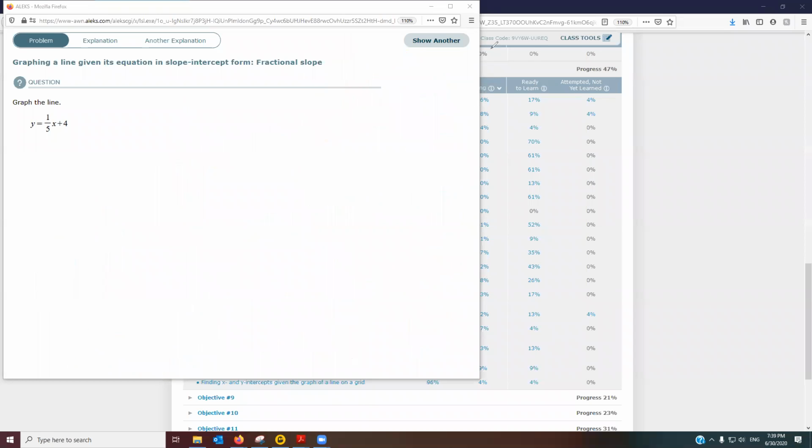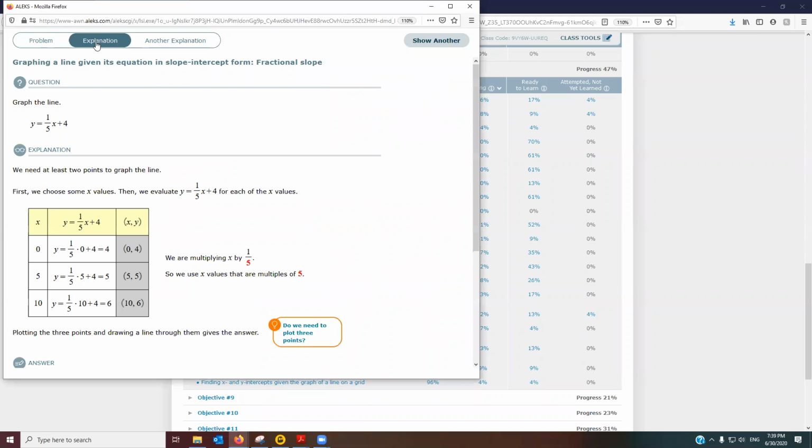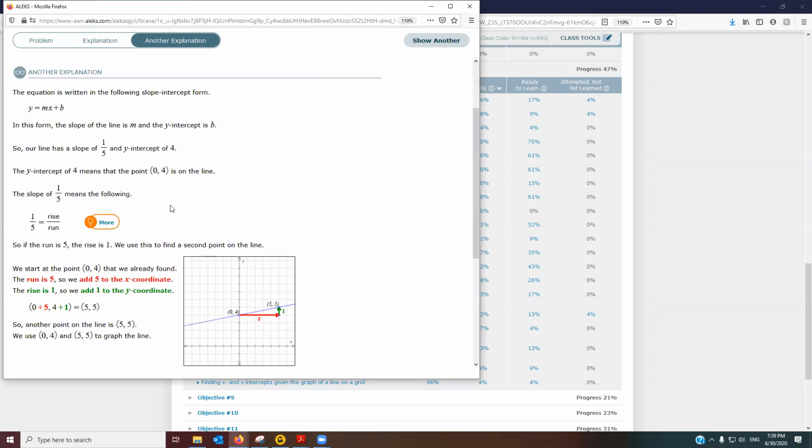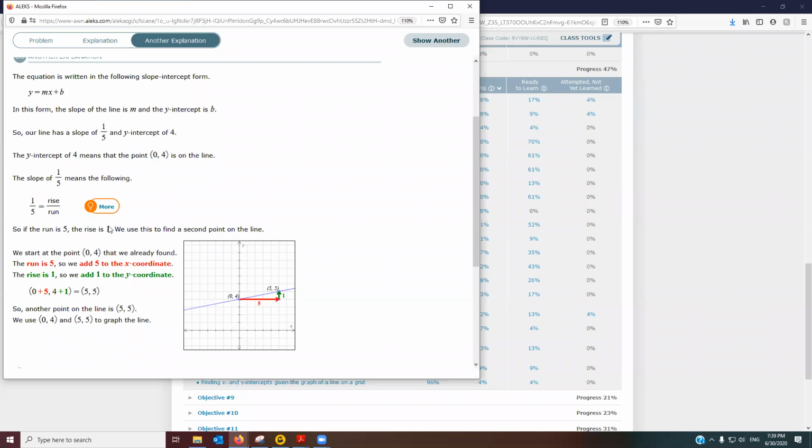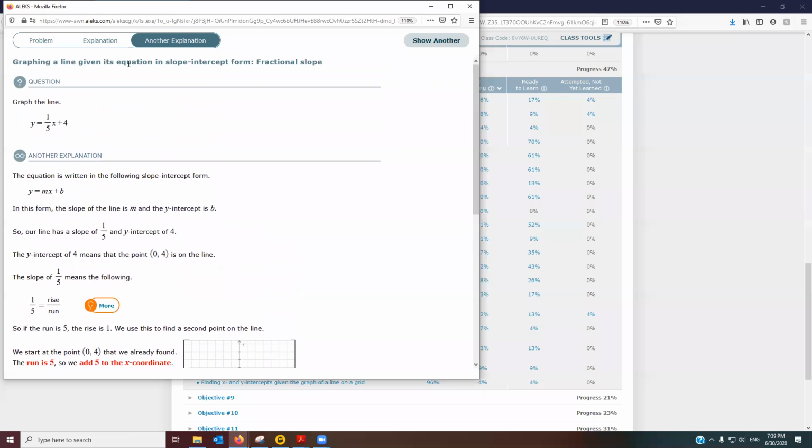Folks, please remember that you can click on this explanation. So here is the first way to graph this using the table method that we did. But if you click up here on another explanation, this is giving you the slope-intercept form that we talked about. So remember, these explanation buttons are going to be very helpful.